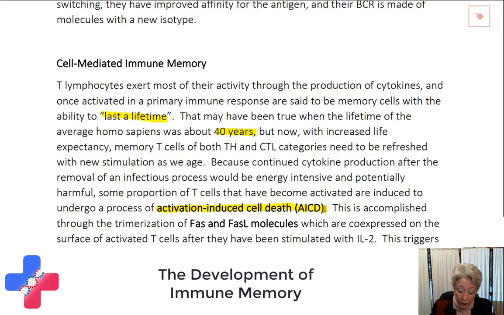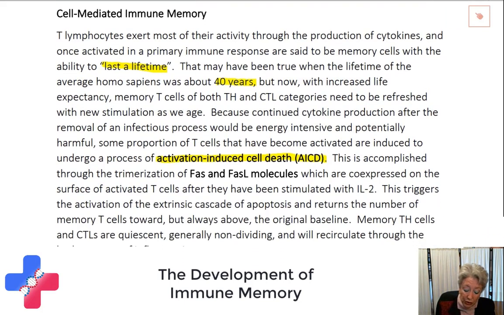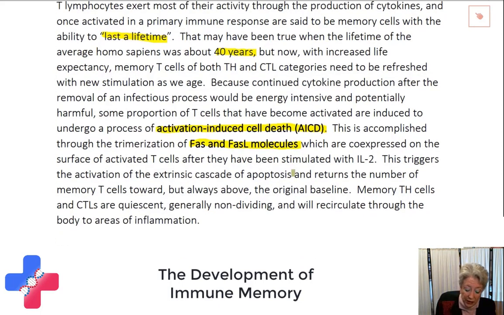Activation-induced cell death is accomplished through the trimerization of two molecules on the surface of your T cells. When T cells activate, they express both Fas and Fas ligand molecules. And in some population of cells, those will trimerize at activation, and that trimerization will start the cascade toward apoptosis when they are no longer needed. So they will shut themselves down and actually induce apoptosis in themselves, autoapoptosis, after the response is no longer needed.